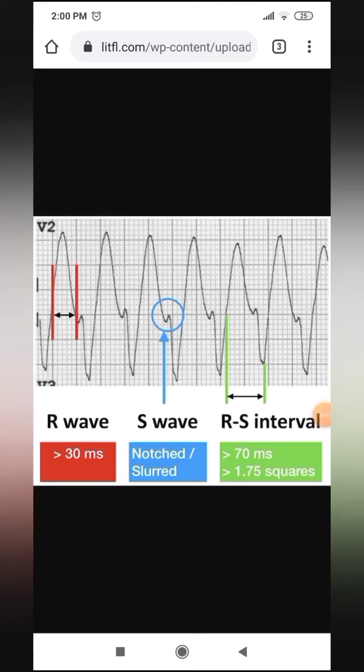So in a real ECG in V2, all these points are present, so our diagnosis will most likely be a ventricular tachycardia. The R wave is more than 30 milliseconds, there is a notch on the S wave downstroke, and the RS interval is more than 70 milliseconds or more than 1.75 small squares.